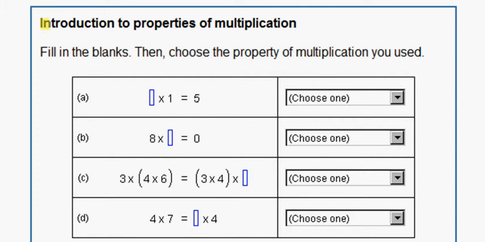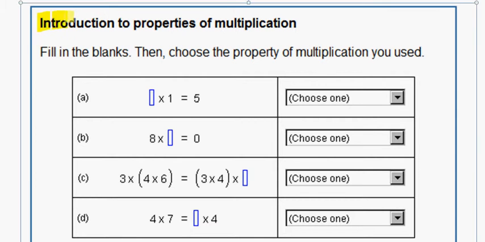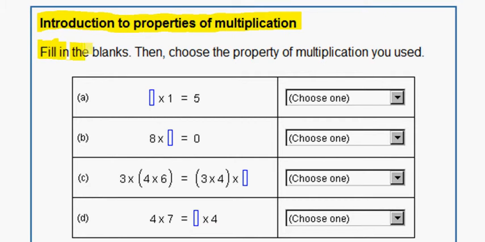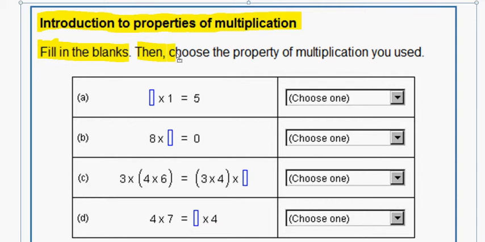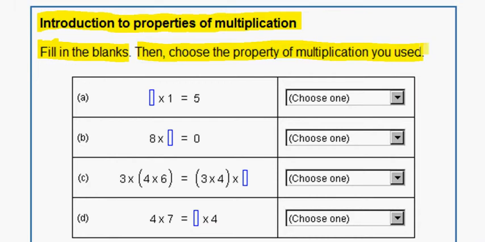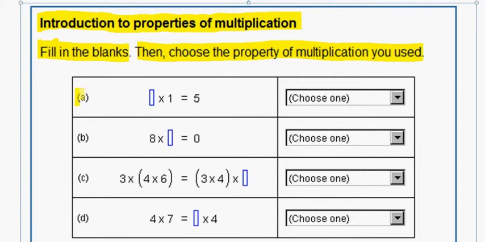In this problem, we are working with the introduction to properties of multiplication. It is asking us to fill in the blanks. Then choose the property of multiplication you used. So problem A is blank times 1 equals 5.